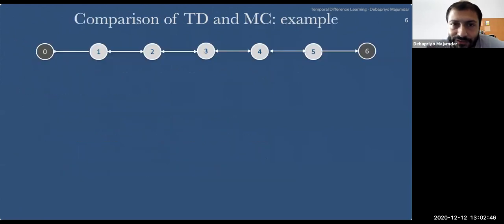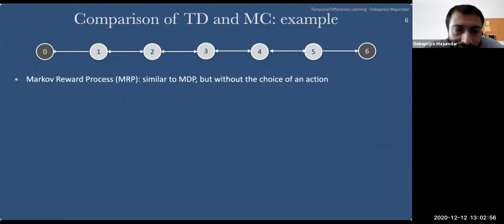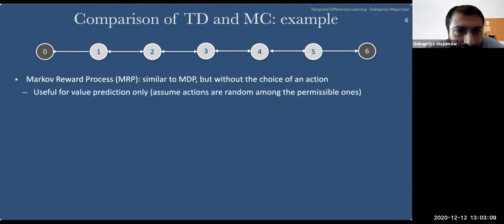Okay, so we will actually do this computationally on this particular problem. So let's discuss what this problem is. This is a Markov reward process. It is similar to the Markov decision process, but in this case we don't have a policy, or we don't have the choice of action. So what happens here is, these kinds of things are useful for prediction only.